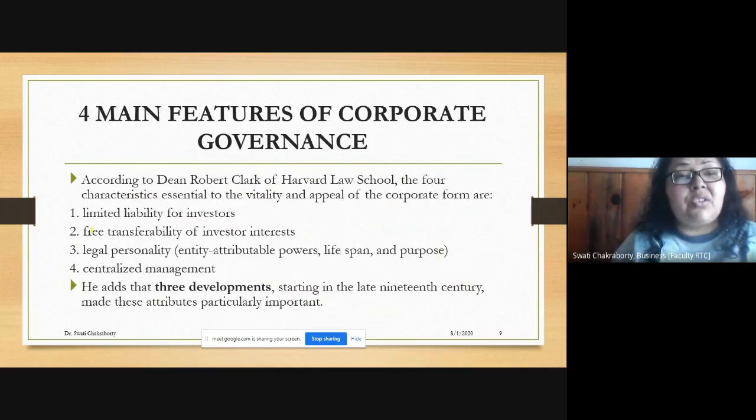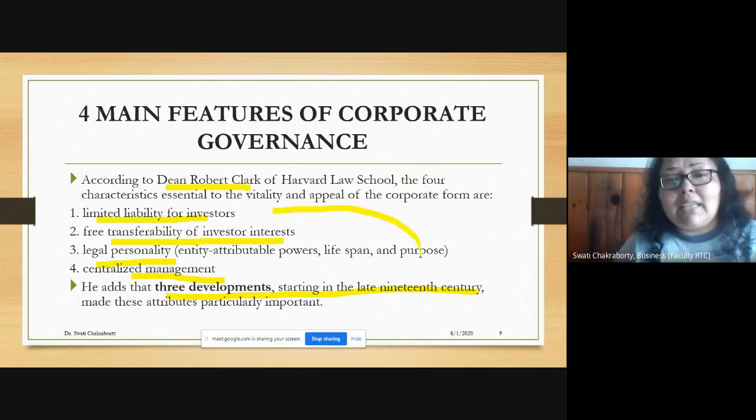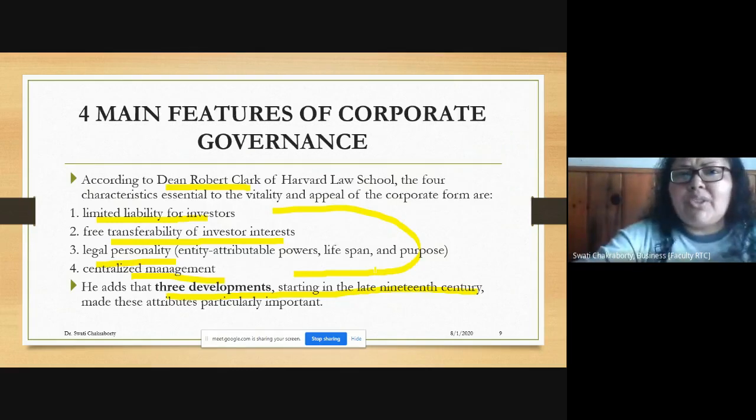There are four main features: limited liability of investors, free transferability of investor interest, legal personality, and centralized management. According to Dean Robert Clark, he added along with this that there are three developments that happened starting in the late 19th century that helped in making these four features very important. And what are these three developments?